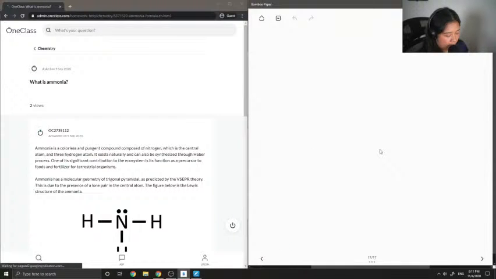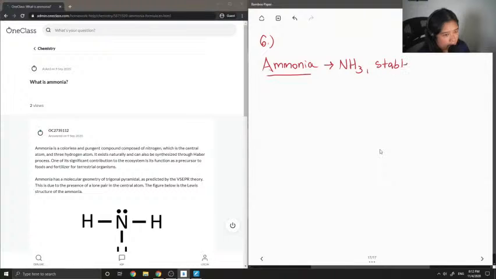Okay, so now let's move on to question number 6. What is ammonia? So I'm going to draw out the chemical formula for ammonia. It is NH3, and it's also a stable binary hydride, sorry.